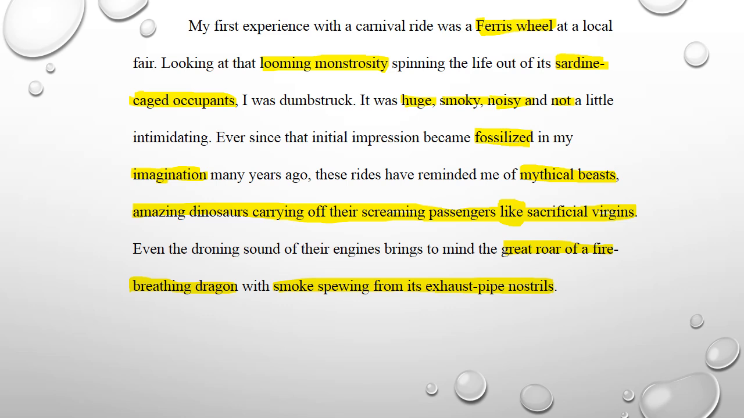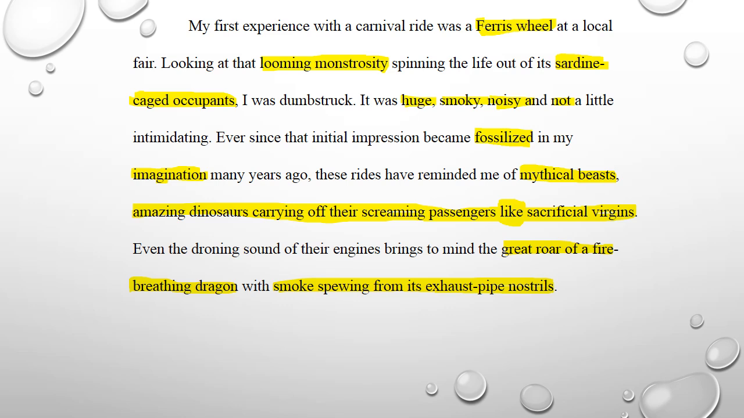Can you imagine? I mean, he has these mythical beasts. Why would you even want to get on this ride, right? After he describes it, you might not want to even get on it because he does such a great job of telling you what it's like. And nobody wants to be a screaming passenger or a sacrificial virgin being carried off by a dinosaur, but that's how he describes it. It says, even the droning sounds of their engines bring to mind what?